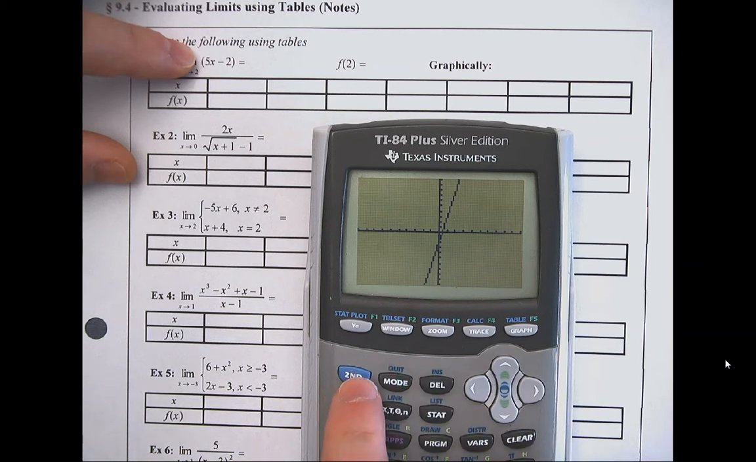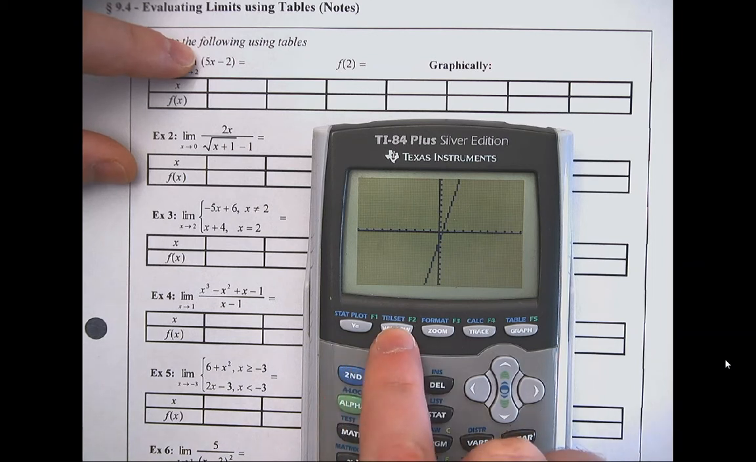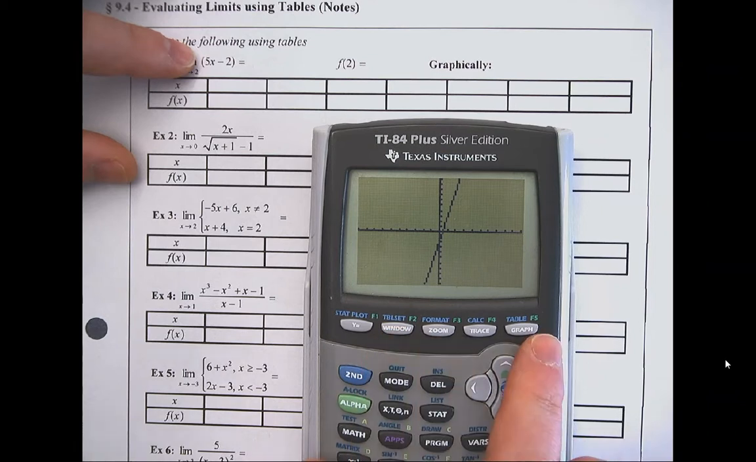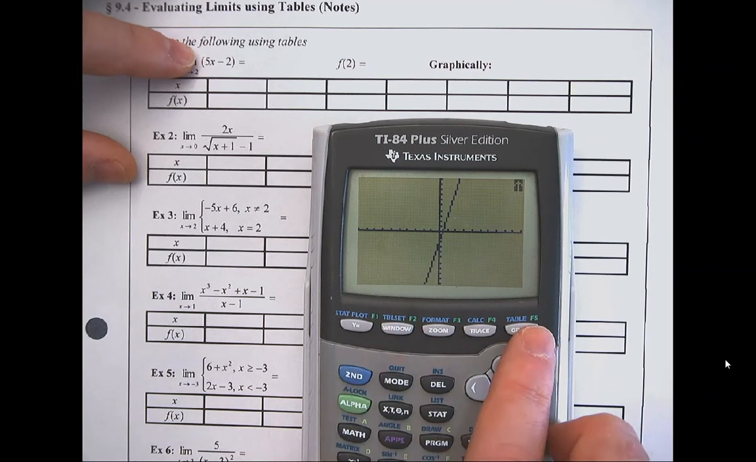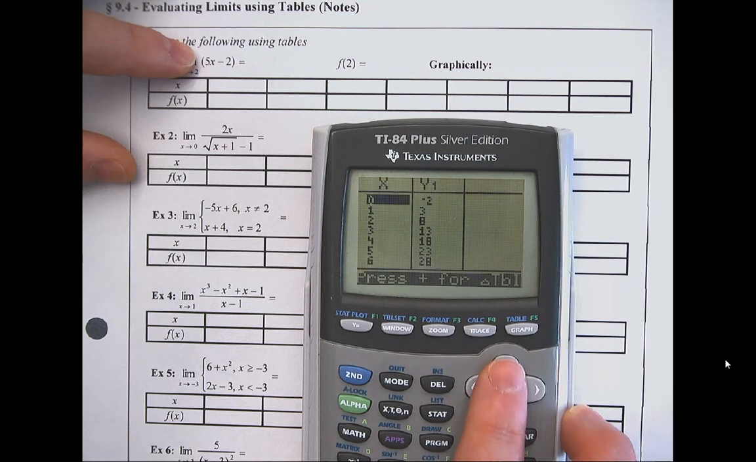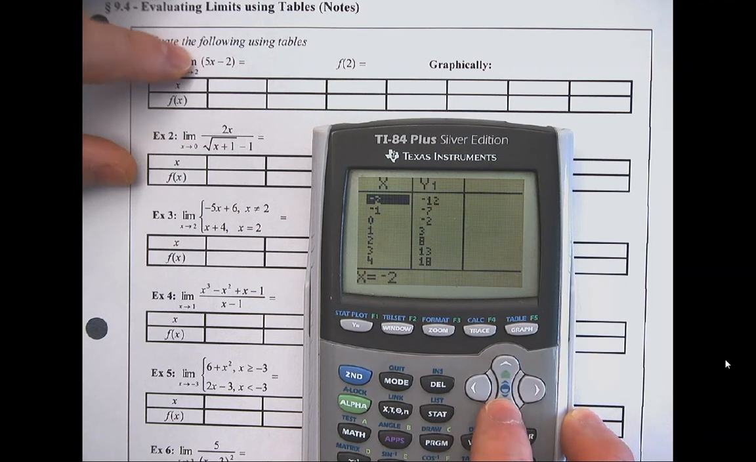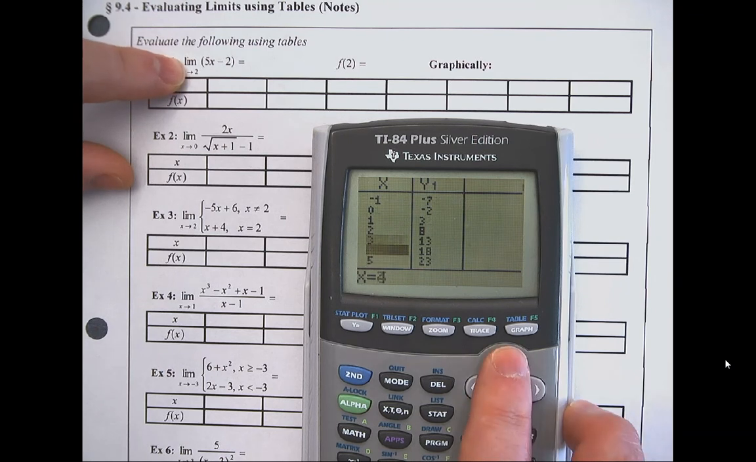There are two things we're going to worry about here: table setup, and table. Notice they're both in blue, so I'm going to hit the blue button first. So there's my table. I want to center what we're approaching. x approaches 2, so I want 2 to be in the middle of my table. So I kind of have 2 in the center.